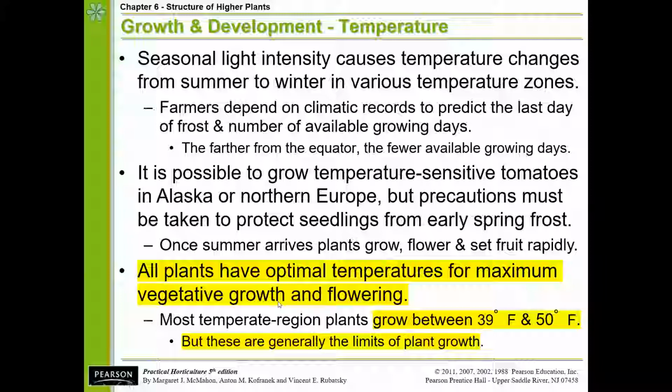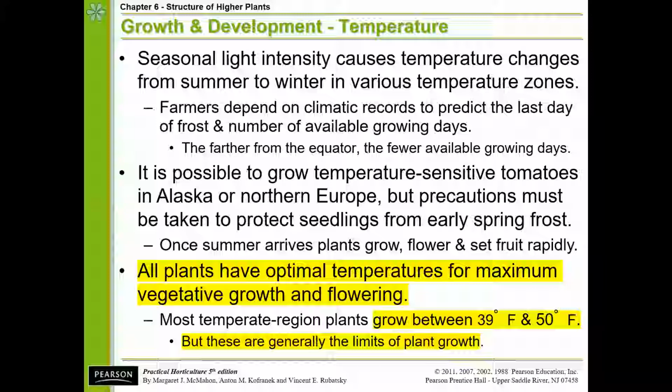I think that's a little bit misleading, and I tried to highlight that there. That is kind of an optimum temperature range, but it doesn't really specify the optimum temperatures for particular crops. So on the question, I put all plants have optimum temperatures, true, for growth and flowering, and that they are all between 39 degrees and 50 degrees, and that is not true. So just note that. I know that was a kind of tricky question, a little bit misleading, so I wanted to clarify that. That's where we get the most growth in the temperate region plants.